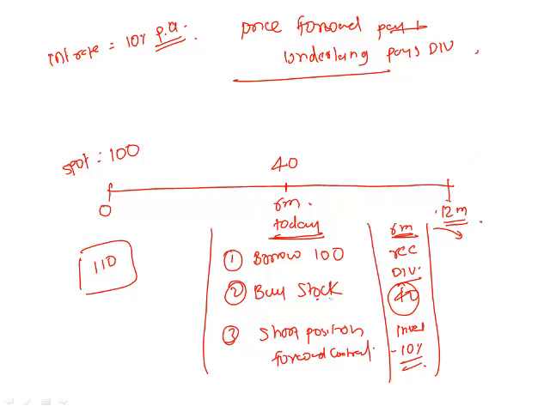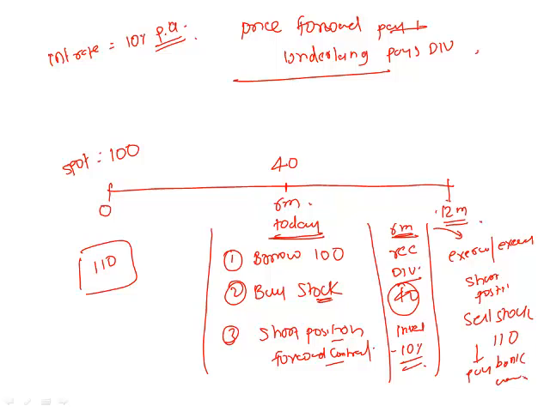After 1 year, he owns the stock. He's got a right to sell. So he will exercise or execute his short position, and he will sell the stock that he already owns at a price of 110. And with this money, he will pay back the bank loan. Okay. So what is happening after one year?